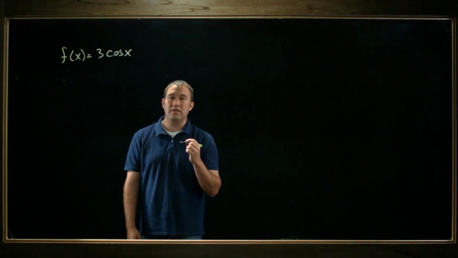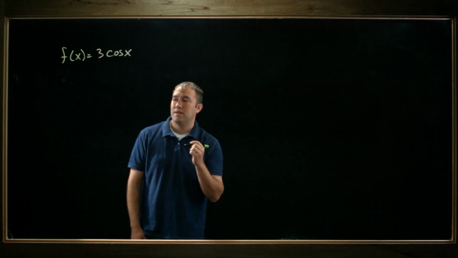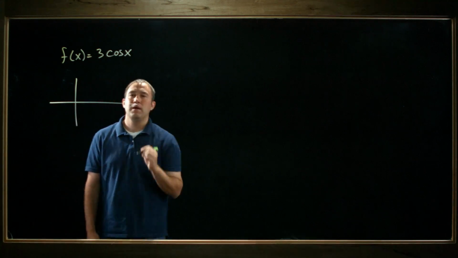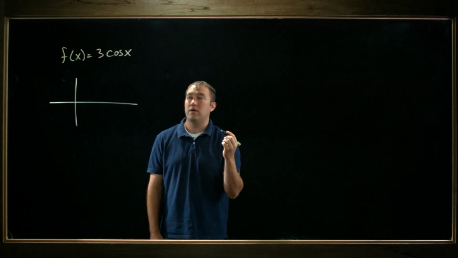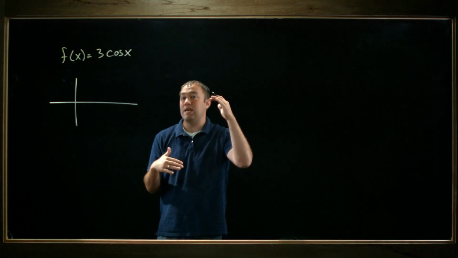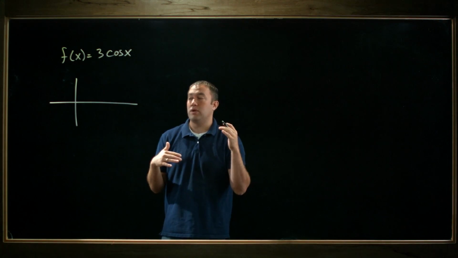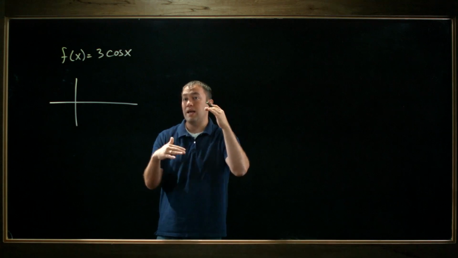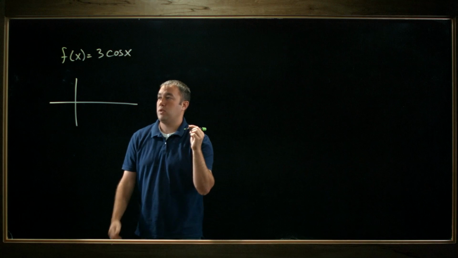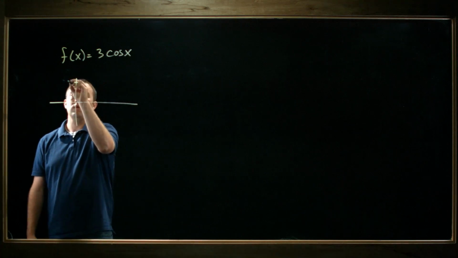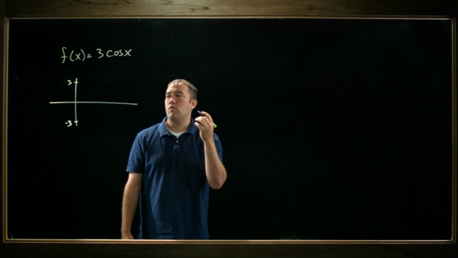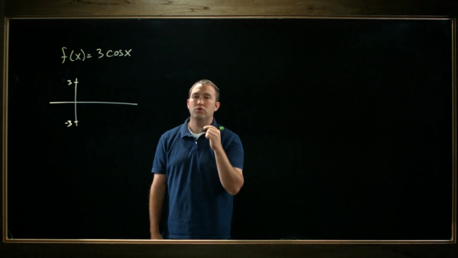Let me first draw a sketch of 3 cosine x. I'll draw an axis right here. Now this is going to look like the cosine function, but there's a 3 multiplied out front. So what that does is that increases the amplitude by a multiple of 3. So instead of oscillating between 1 and -1, it oscillates between 3 and -3. So let me go ahead and put those on our graph. 3 and -3. And I'll put our regular increments for trigonometric functions.